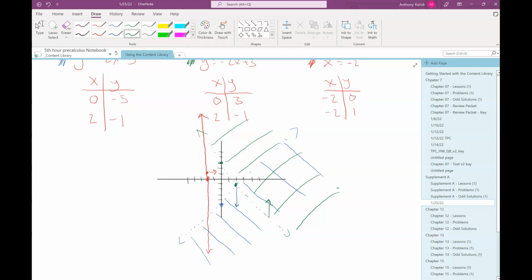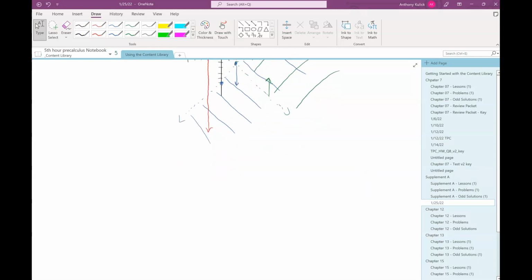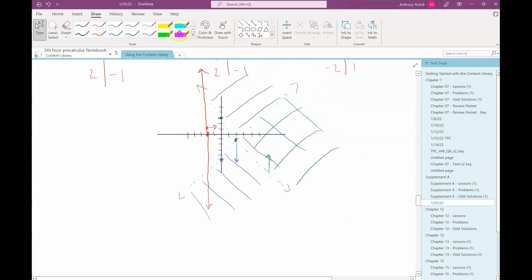Ben? Sure. So easy to see that, like, in a region like this, there's always going to be infinitely many points, right?